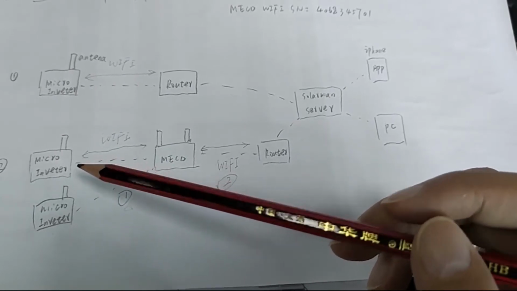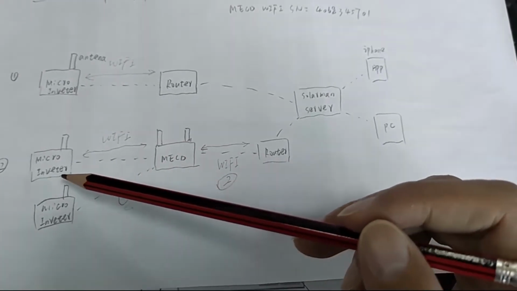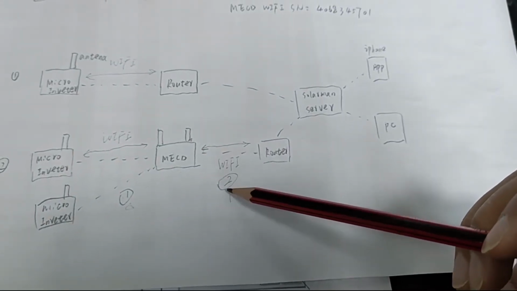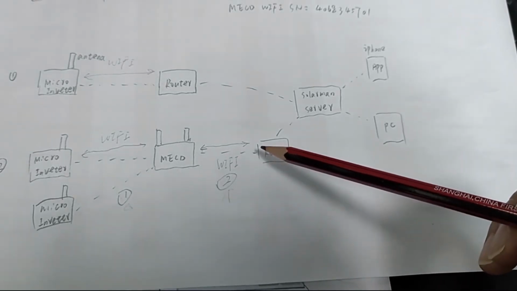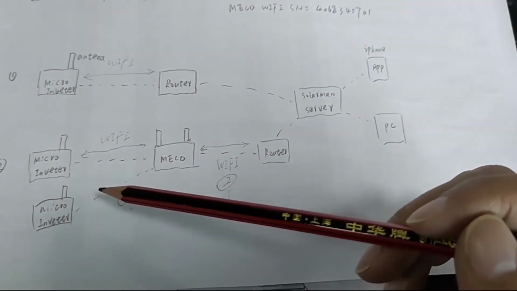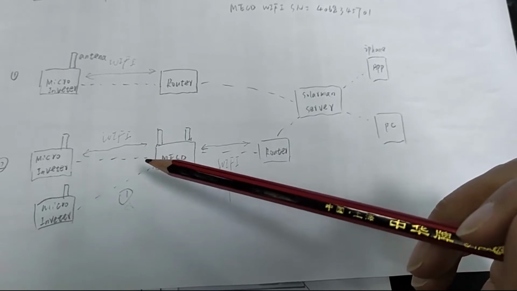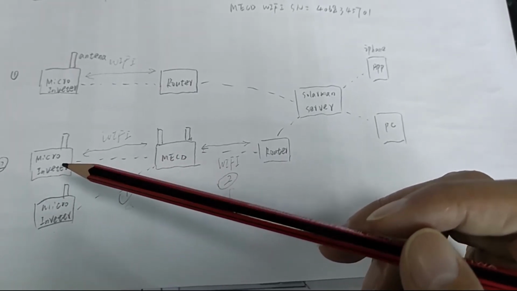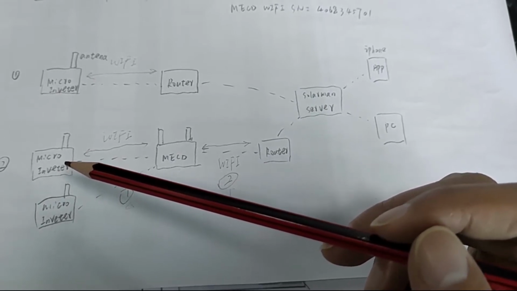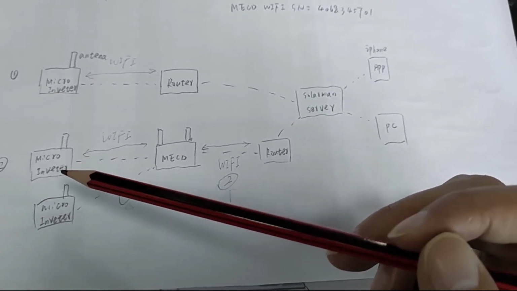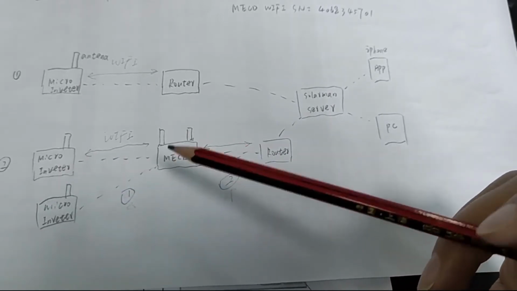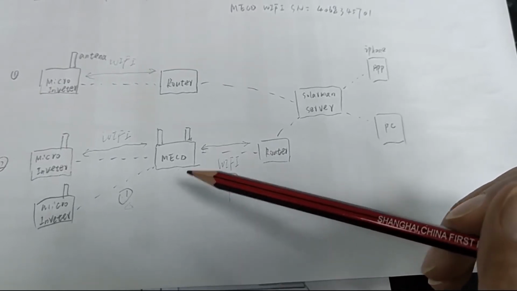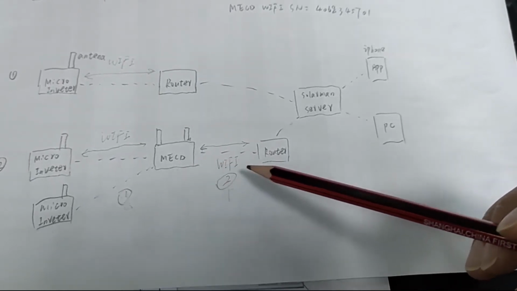You need to add the serial number of the microinverter on the MECD. You only need to configure step 2, configure the MECD to the router. For step 1, the configuration method is the same as the previous one with the Wi-Fi type microinverter. About this, you can watch my previous video. And today, I'm going to mainly introduce step 2, how to configure the MECD to the router.